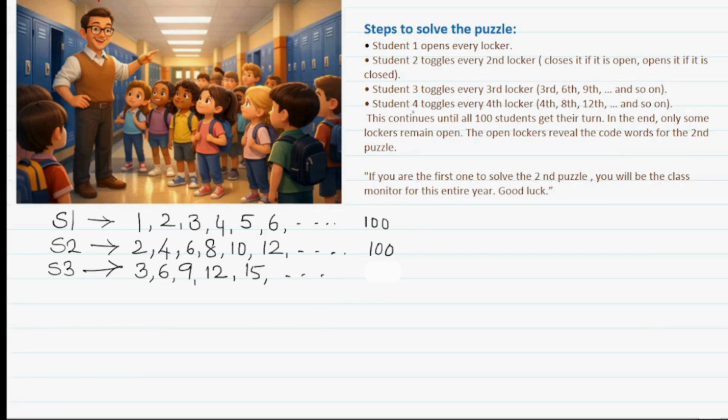Now student 4 toggles every fourth locker, means 4th, 8th, 12th and so on. If it is closed, he has to open it. If it is open, he has to close it. This continues until all the 100 students get their turn. In the end, only some lockers remain open, right? Because some closed ones become open and some open ones become closed. So only some will remain open.